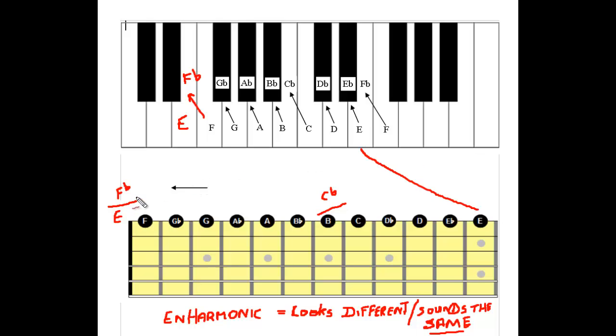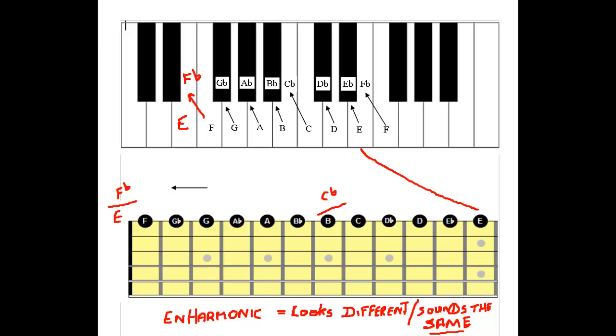Now in these instances where we have a note that can be referred to 2 ways, for example E could be referred to as F flat, as we've just said, this is called an enharmonic, and we spoke about this on our video when we're talking about sharps. Essentially the term enharmonic means that the notes look different but they sound the same.